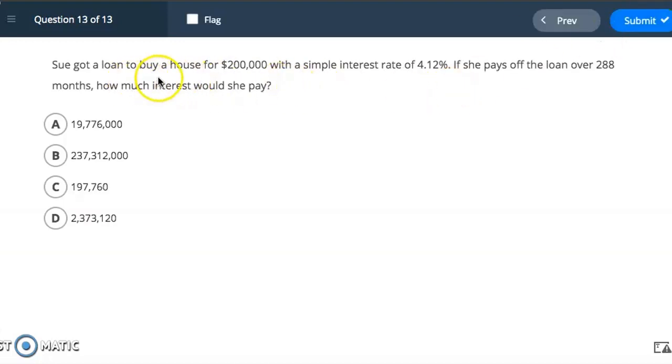Again here, Sue got a loan to buy a house for $200,000 with a simple interest rate of 4.12%. If she pays it off over 288 months, how much interest will she pay? So here you're going to need to change 288 months into years. You're going to ask yourself, how many years is 288 months? So you will have to divide 288 by 12 to find out how many years that is. When you're finished, you will submit this.